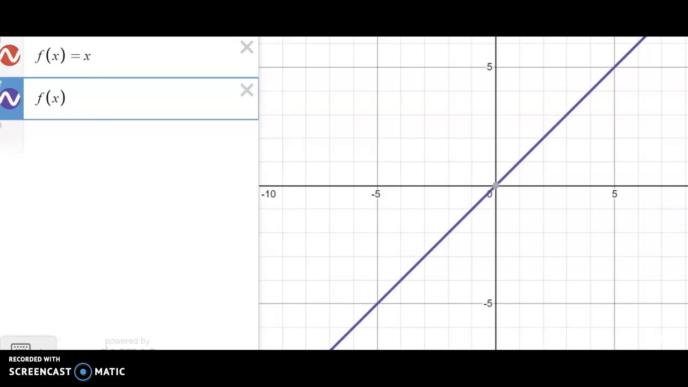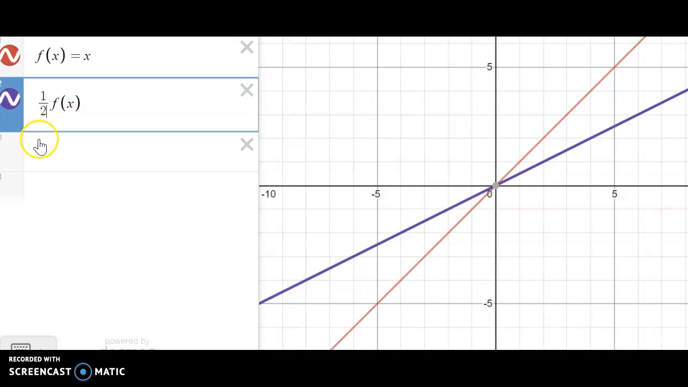What happens if we change the slope? Right now our slope is 1. What happens if we change it to a half? And remember, the original slope is 1. I notice that the steepness of the purple one lessened. So it's now less steep compared to the parent function.